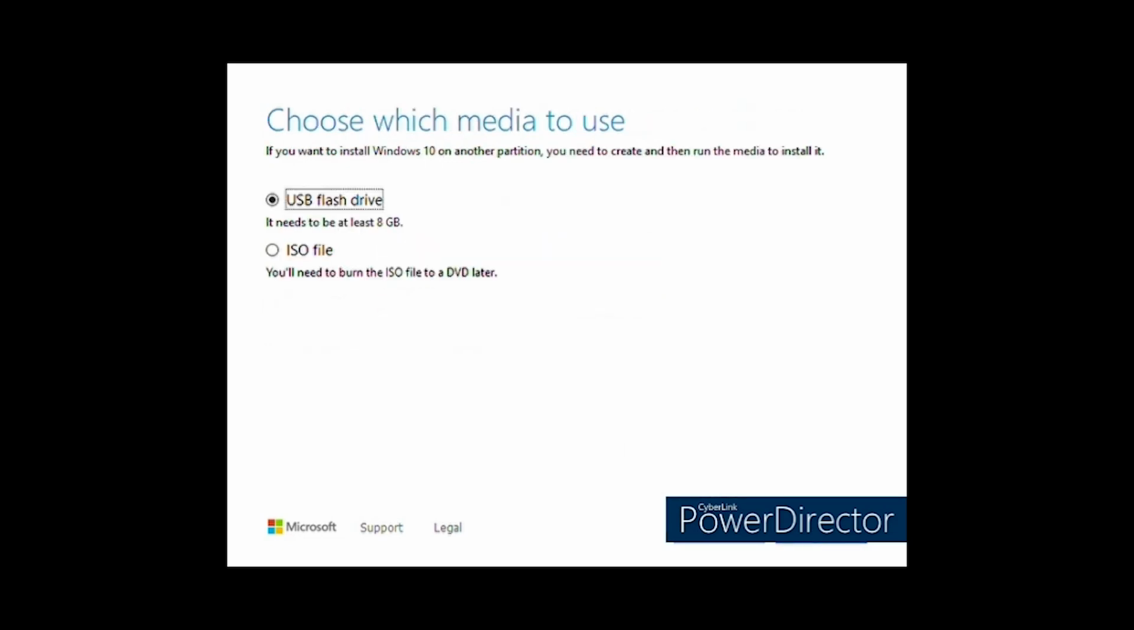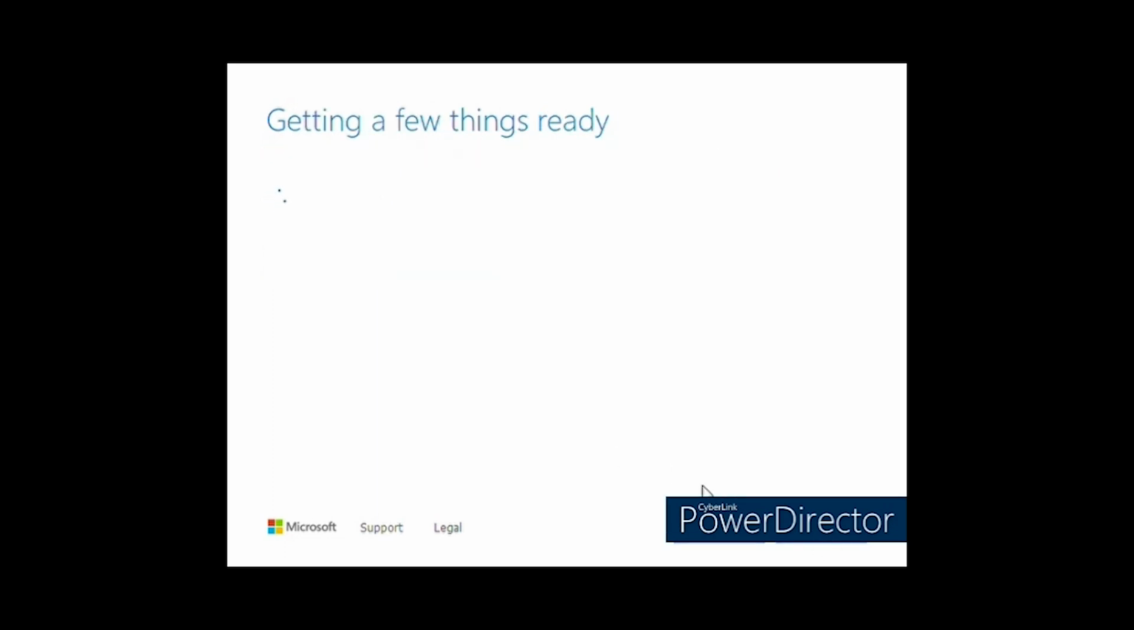Again Next, and choose the ISO file option for downloading the ISO file of Windows 10 and hit Next. Here you can see your downloading process has started.